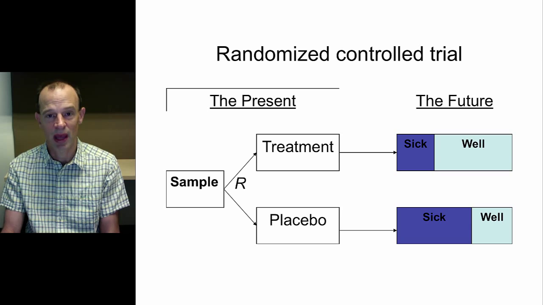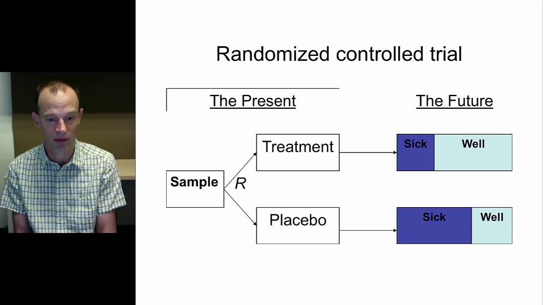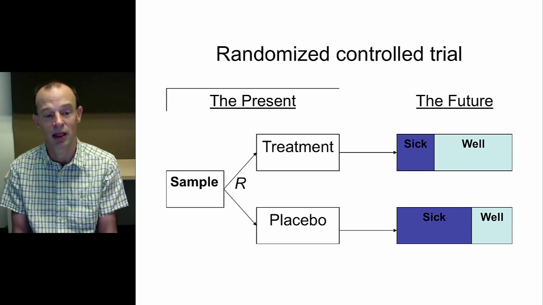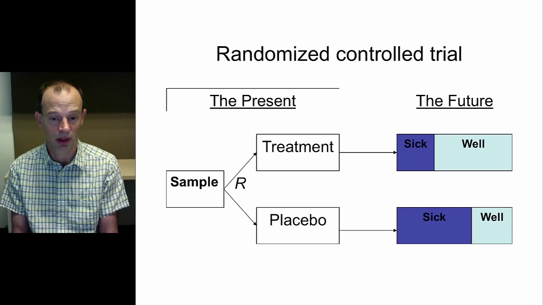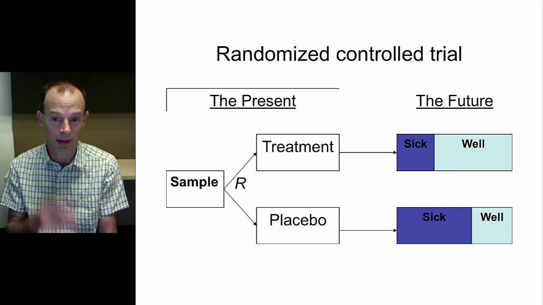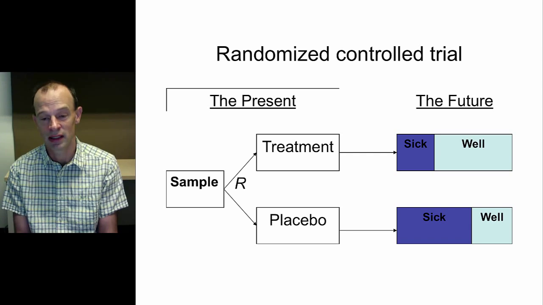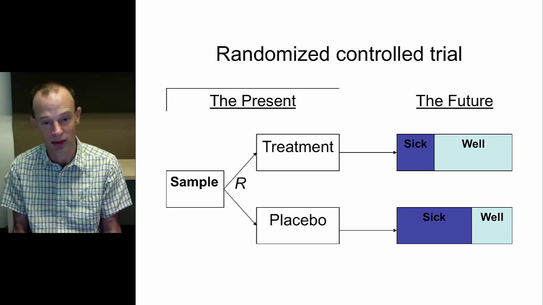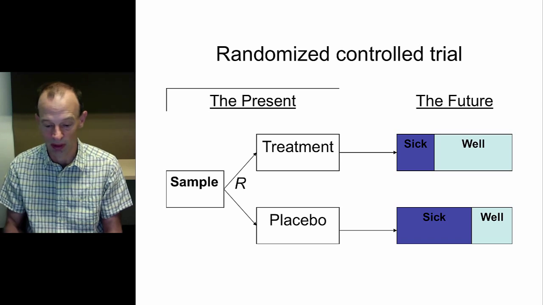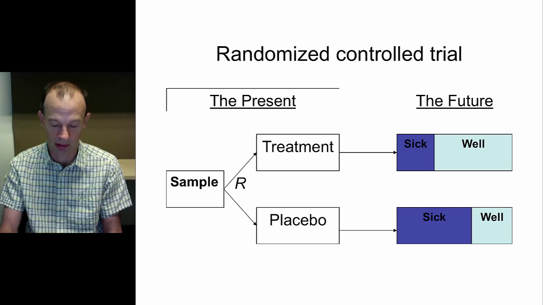So here's a schematic of what a randomized trial looks like. You start with your study sample and you randomly assign, for example, in a study of a particular treatment, you randomly assign participants either the treatment or the placebo, and then you follow these individuals into the future and determine who becomes sick and who becomes well. And this allows you to see the effect of your treatment on the disease or condition in which you're interested.